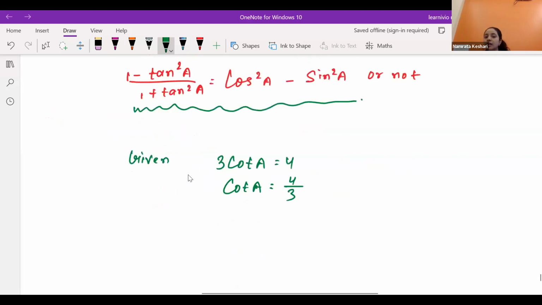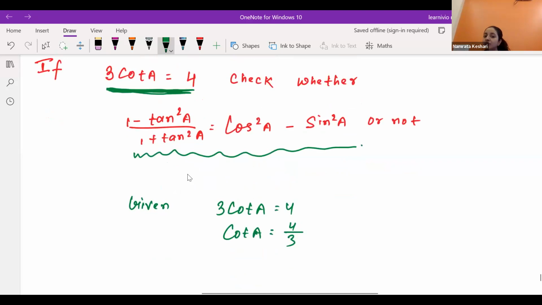So this data we are having, sometimes the data will be given like this, so you should not get confused that 3 cot A is equals to 4. We don't know any trigonometric ratio properly. Here it's given, you just have to change the side. Now what we do, first a rough sketch we draw, a right angle triangle we draw by ourselves completely.